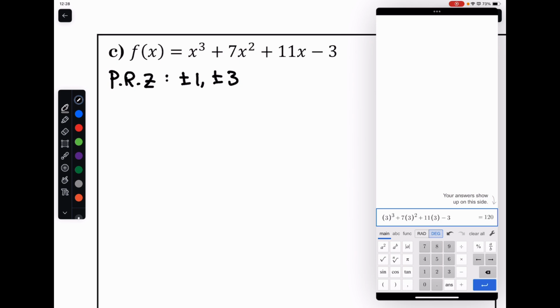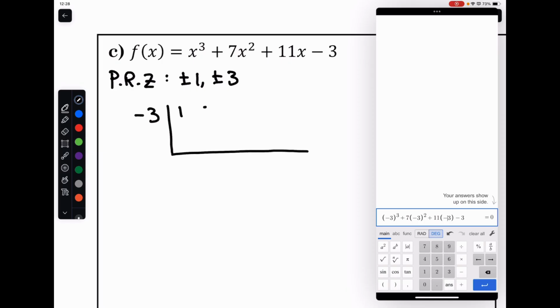That didn't work either. That gives you 120. So by a process of elimination, it would have to be negative 3. Yep, negative 3 is the only one here that makes this thing equal to 0. So that's the only rational value that we have. With negative 3 being the only one, that's the only option that we have.